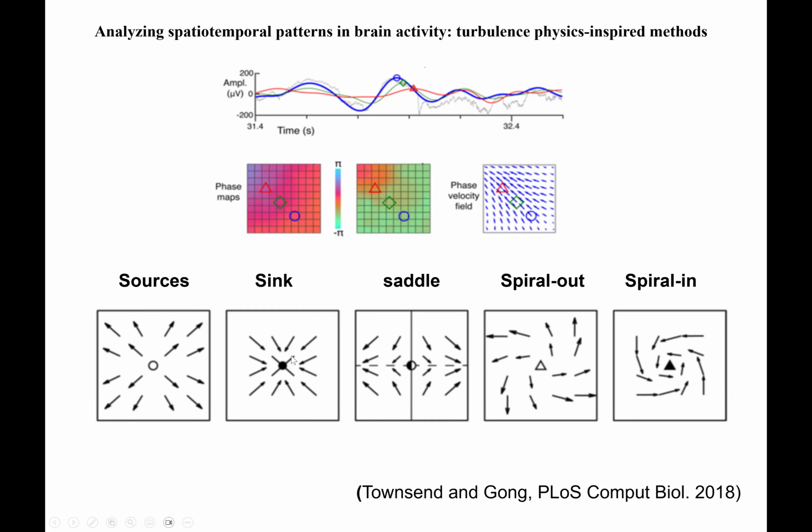And then we have a sink. So here we have activity flowing toward that singularity point. And here we have a saddle pattern. So we have this singularity point. We have stable and unstable manifolds, and so on. And then we have spirals, rotational wave patterns, right? Spiral in and spiral out, organized around the singularity point here.